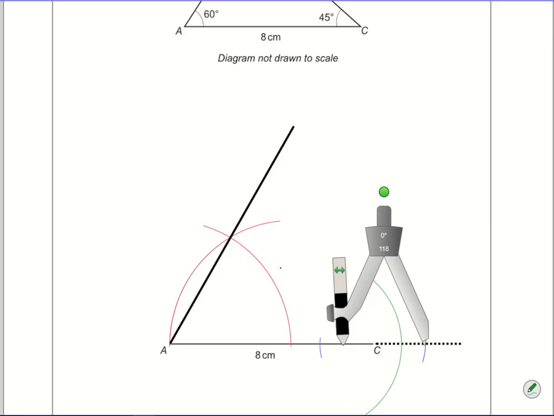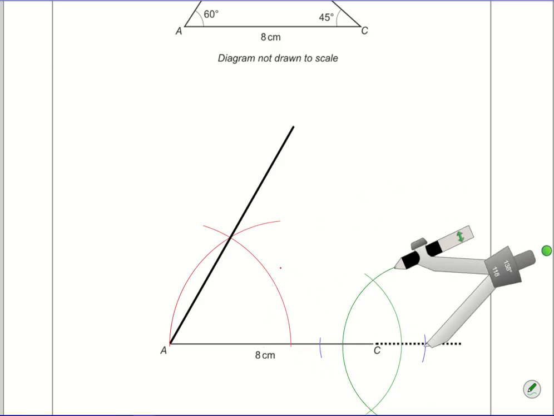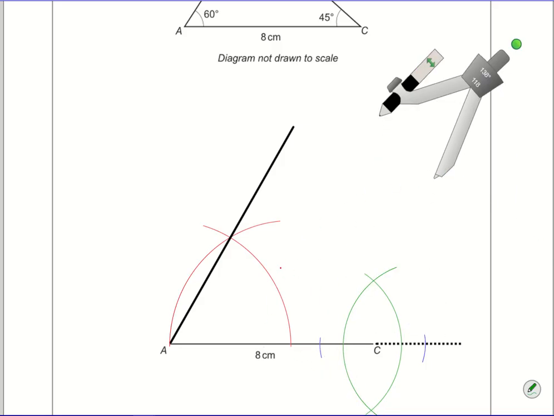And then without changing the width of your compass, swap sides and do the same thing from over here. The important thing is you don't change your compass. And you've got the two overlapping arcs, which I think look like a fish. That's your 90-degree angle. So if we come up here from C, there we go. So there's my 90-degree angle.